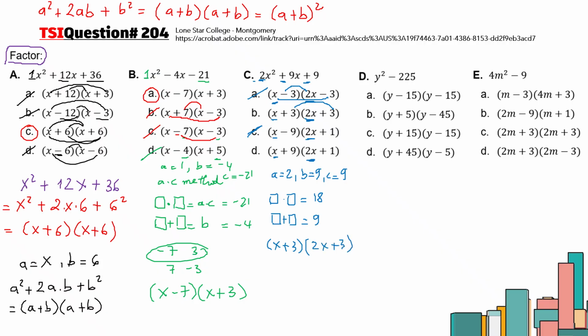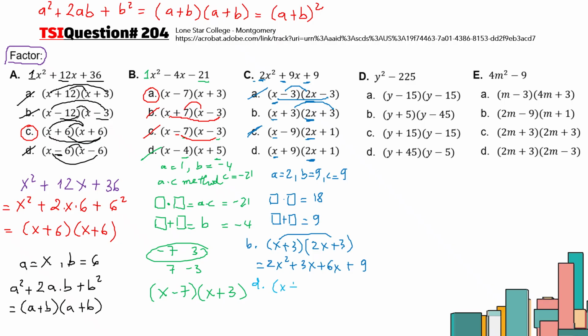Let's see it. So this is part B. You have x times 2x is 2x squared, and x times 3 is 3x. Then 3 times 2x is 6x, so together 9x, and 3 times 3 is 9. And this one is perfect. B is perfect to be an answer. But to make sure that we have it right, we try D.